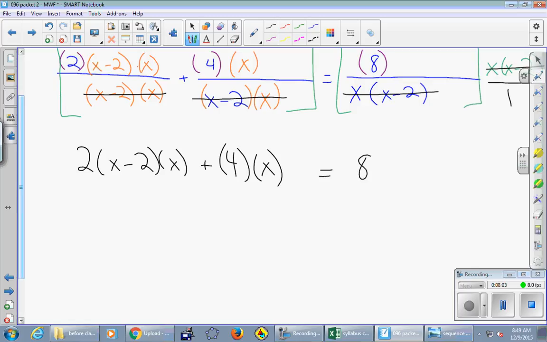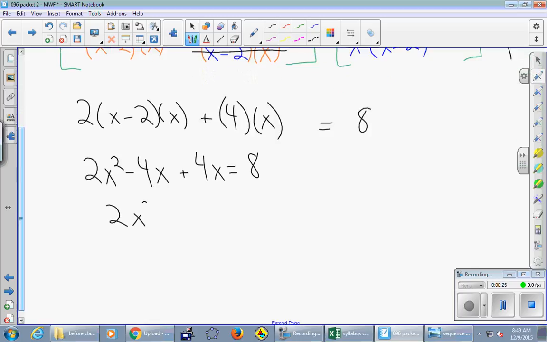I'm going to collect the 2 and the x in my mind and distribute it through the parentheses. So that gives me a 2x squared minus 4x. Okay, 2x distributing through. Plus, there's a 4x there, equals the 8. 4x is canceled. So we get 2x squared equals 8.